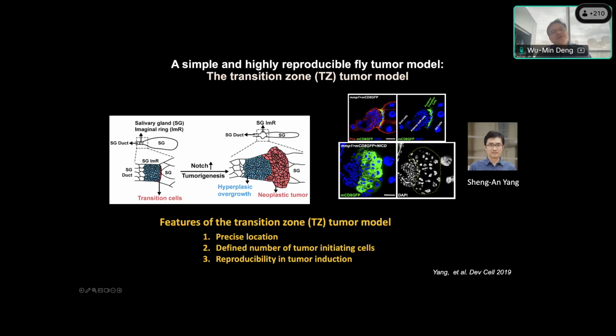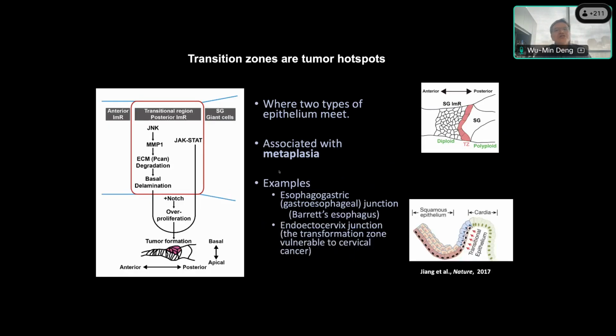So we created another interesting model, which we call the transition zone tumor model, which has a precise location. We know exactly where those tumors get started, it has a defined number of tumor-initiating cells, so only those transition zone cells will become tumors, and it is highly reproducible in tumor induction. Not surprisingly, the region that allows these cells to become tumors is also enriched in JAK-STAT signaling, just as I showed you in the wing disc model, and the JNK pathway is also activated.